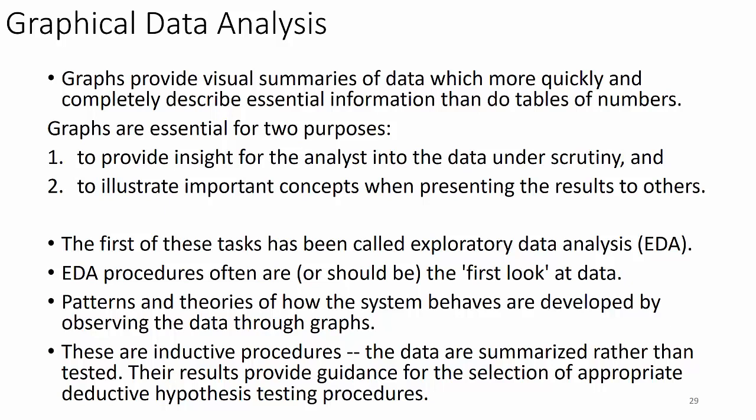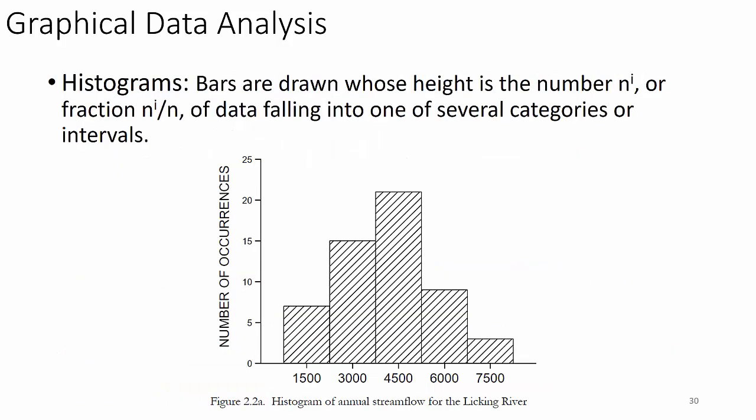hypothesis testing procedures. A histogram is probably the most commonly used form for us in hydrology. Rainfall and flow histograms tell us a whole lot. Bars are drawn with height equal to the number n_i, or the fraction n_i over n, of data falling in one of several categories. So you categorize the data within ranges, or in Excel jargon, bins, and then we plot them.